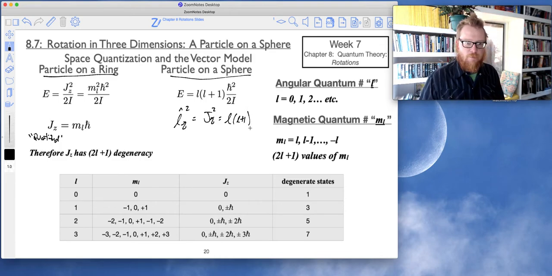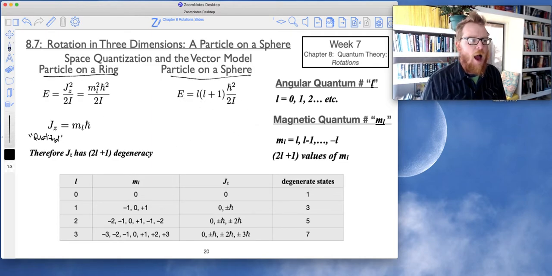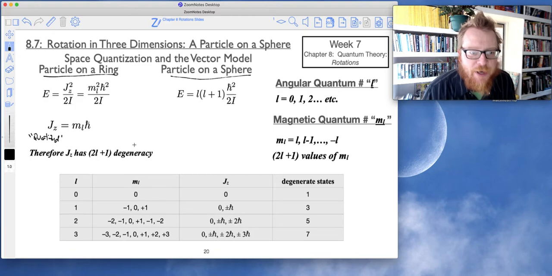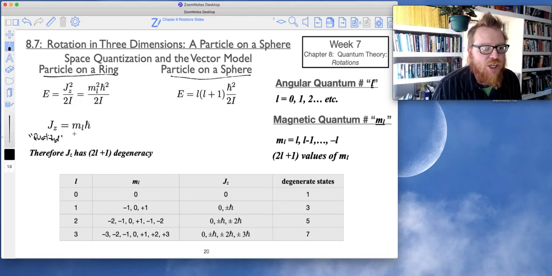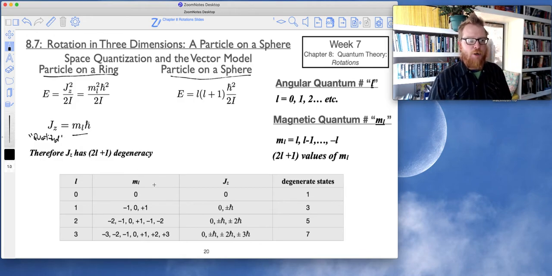What did I do here? I'm going to erase all of this. I'm going to start over. So basically what ends up happening is that we get Jz equals ml h bar for this particle on a ring for the two-dimensional model. And expanding that out into 3 dimensions, the total magnitude becomes the square root of L times L plus 1, times h bar.